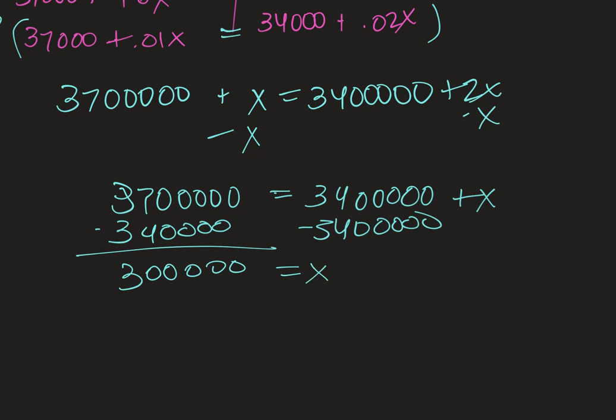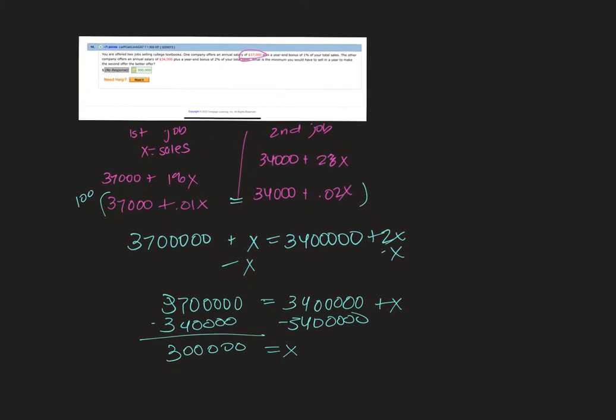So that's the point at which they would be equal to each other. Anything more than that, and the right side's going to be a better option. So this was a nice rounded whole number, but you would have just divided.